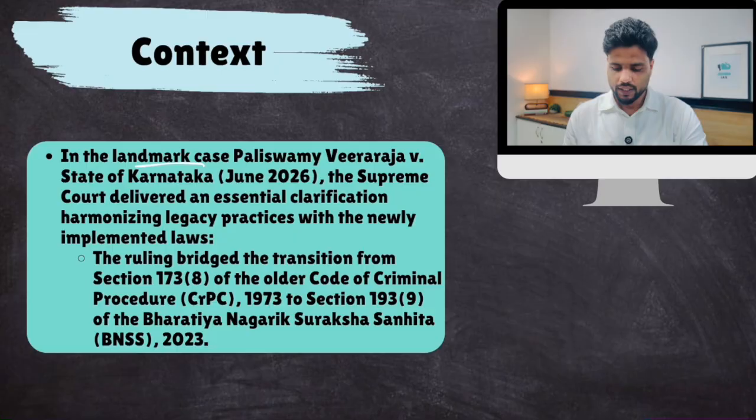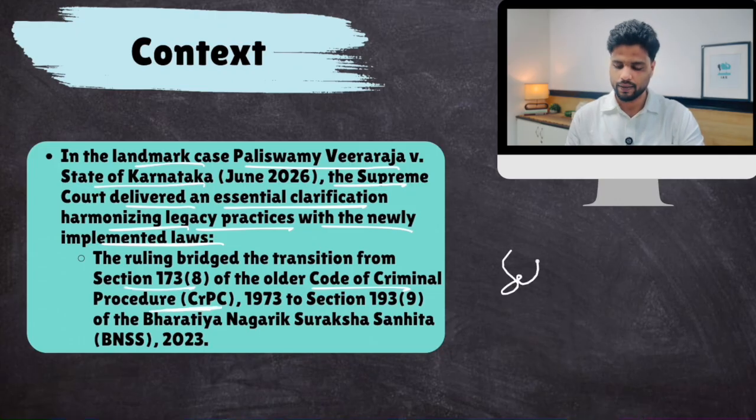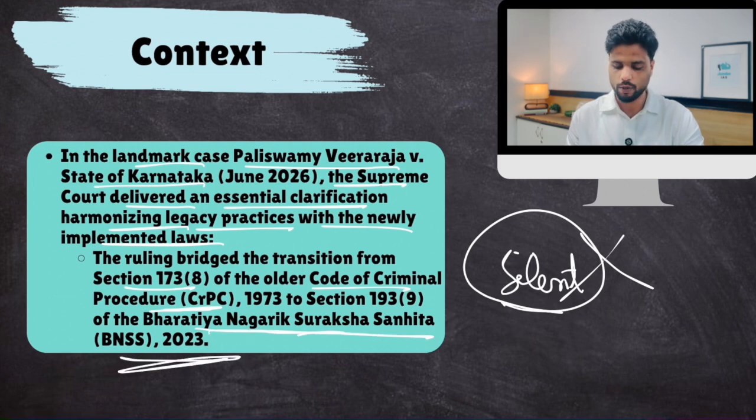In a landmark case, Palaniswamy vs. Raja versus State of Karnataka, the Supreme Court delivered an essential clarification harmonizing legacy practices with newly implemented laws. Earlier, the law, the Criminal Procedure Code, was silent. But this silence was done away with, categorically mentioning that you need the permission of the court to conduct further investigation in the Bharatiya Nagarik Suraksha Sanhita. Sorry, not Bharatiya Nyaya Sanhita, Bharatiya Nagarik Suraksha Sanhita.